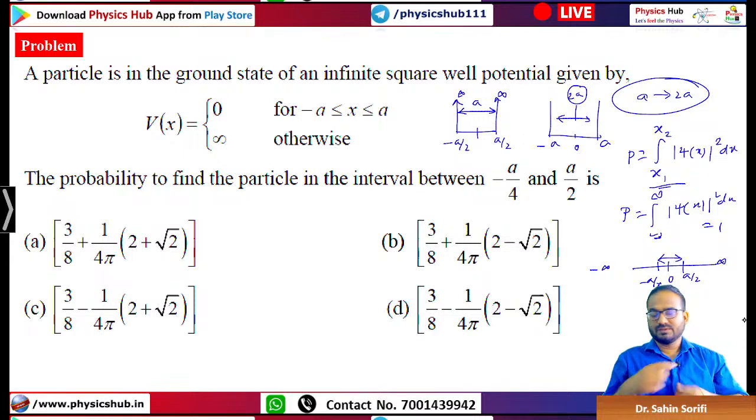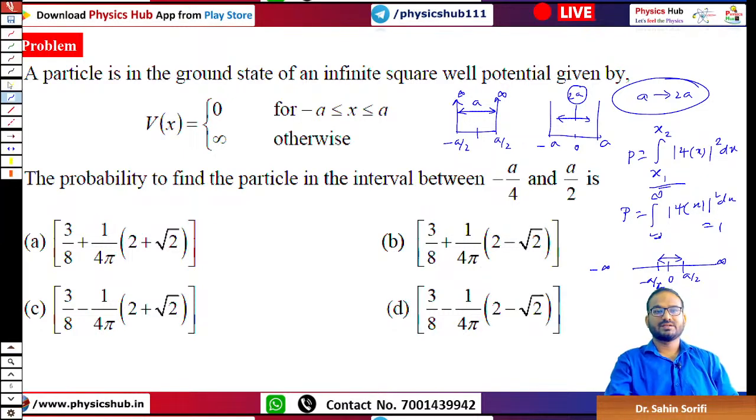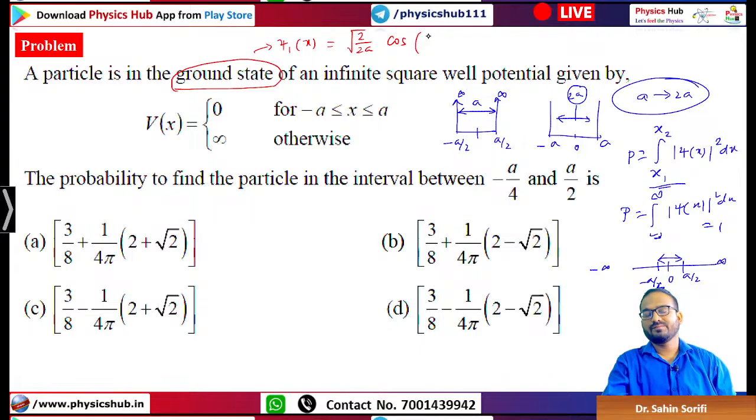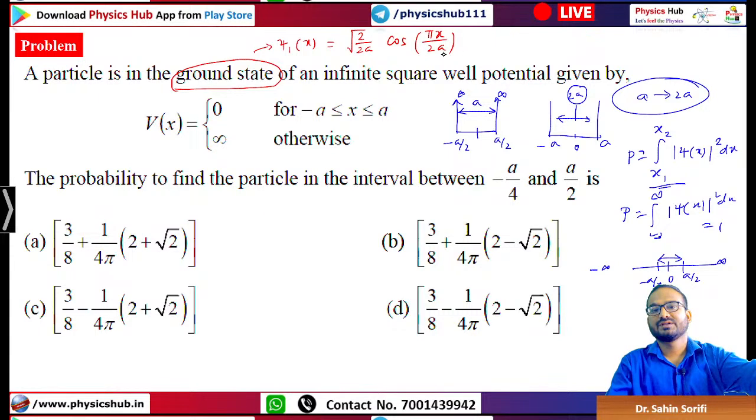First thing first, you have to identify which state it is dealing with. It is dealing with the ground state. So what will be the ground state? You know the function psi 1 of x, square root of 2 by a. Here a has been changed to 2a, so the width is 2a. And it is odd value of n, so it will be decided by cos, n pi, so 1 pi x by a. So here a is equal to 2a. Wherever you see a, you just need to replace it by 2a.